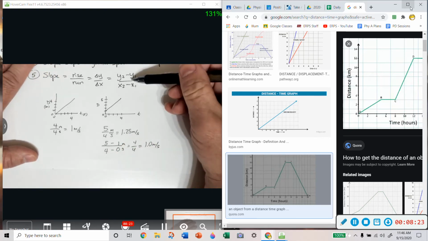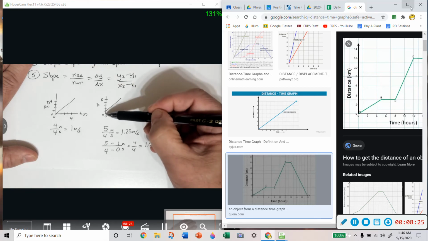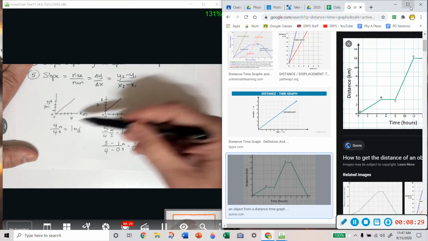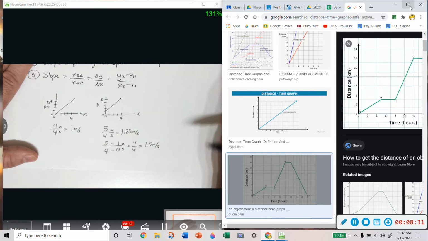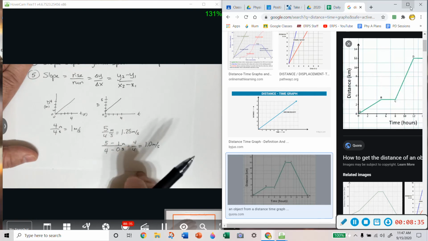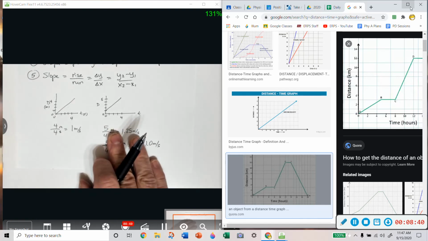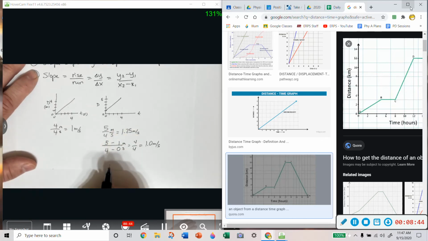So whenever you're doing the slope, if something doesn't start at 0, 0, you can't pick just 1 point. You have to pick 2 to get an accurate answer. So I want to point that out. Be very, very cautious about that. That's important. Okay? The next thing I want to talk about is what happens when a line goes flat.